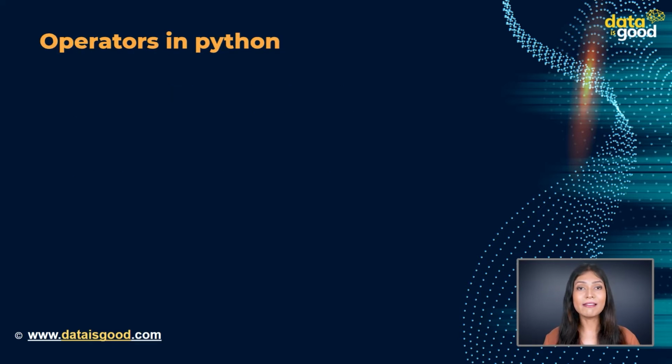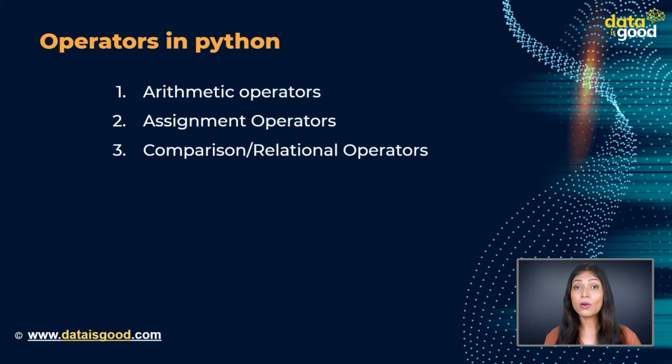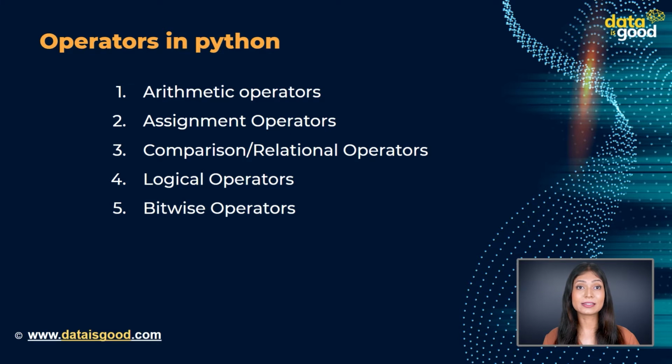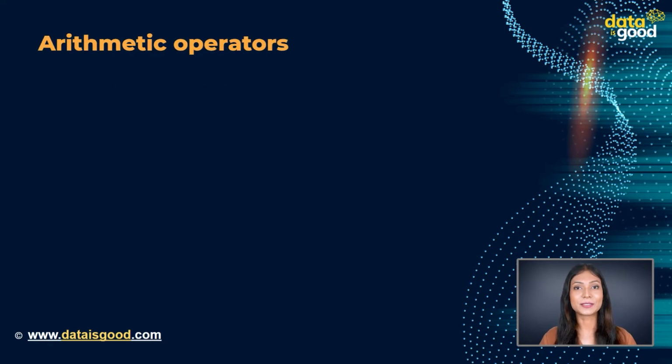Operators in Python are as follows: arithmetic operators, assignment operators, comparison or relational operators, logical operators, bitwise operators, identity operators, membership operators. So we will learn about each of the Python operators one by one. Let us begin with arithmetic operators.